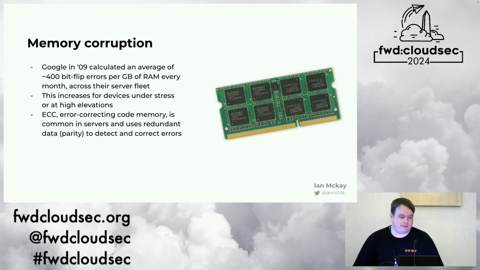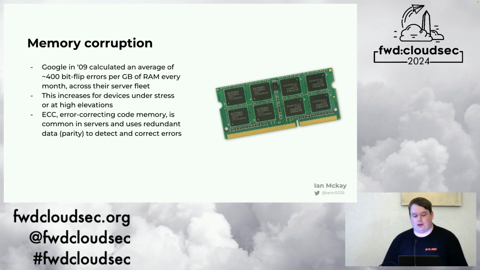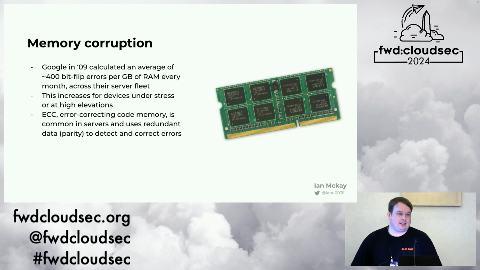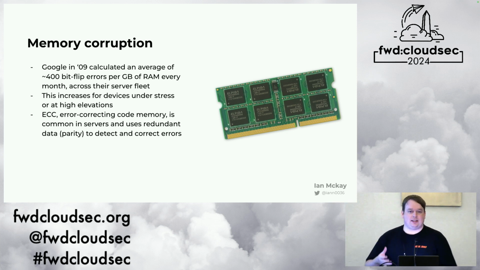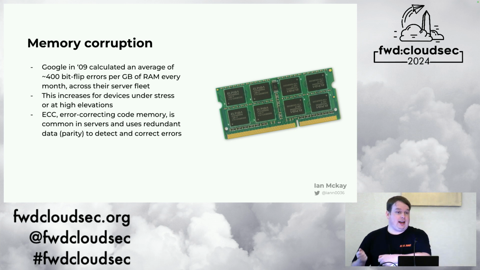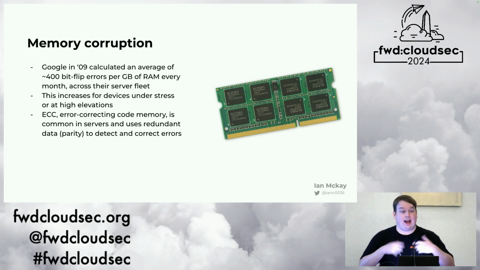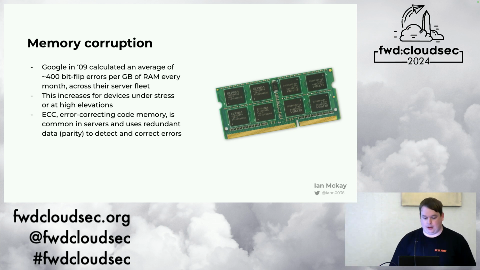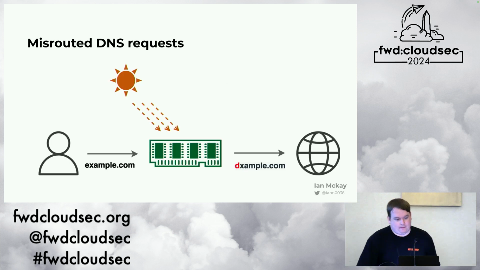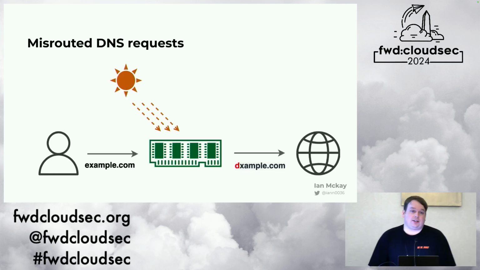The most common way of defending against this is to use ECC, or error-correcting code memory. This is effectively memory that has parity bits inside of it to detect and correct these errors as the execution is executed. And this can also happen in DNS requests.